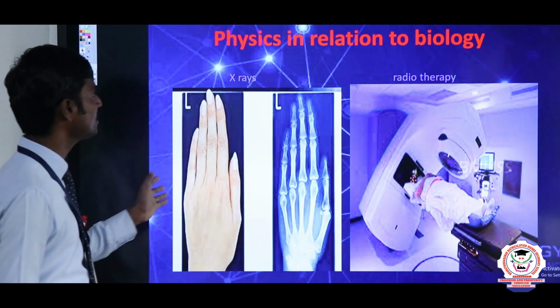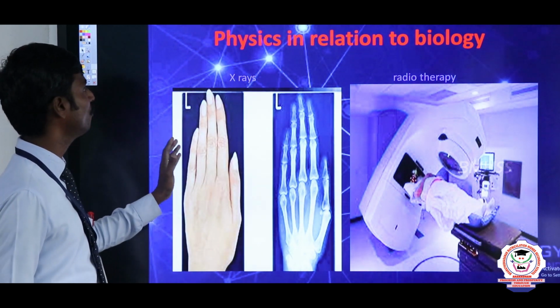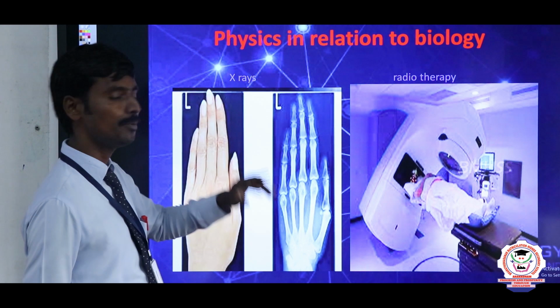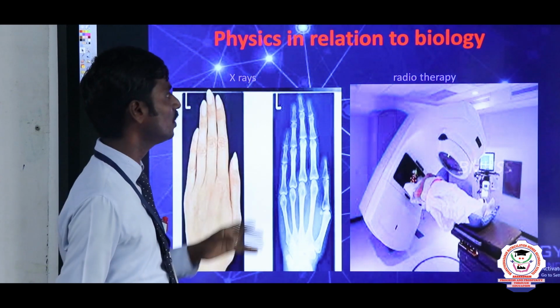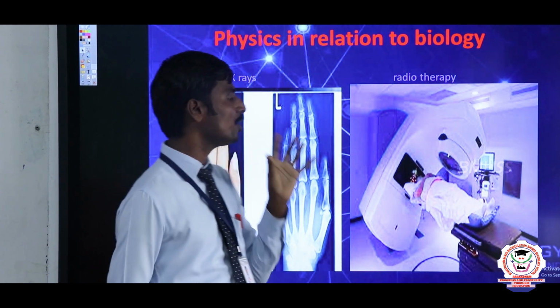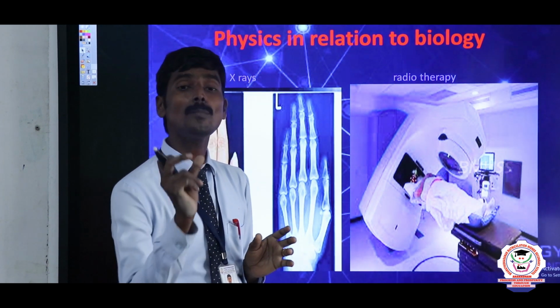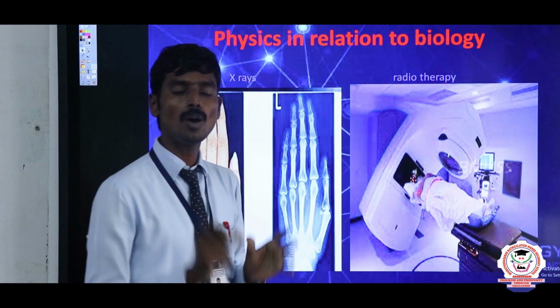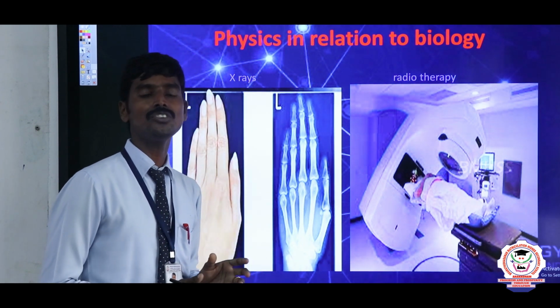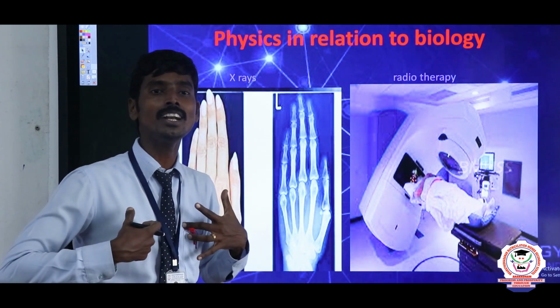See, X-rays are used for diagnostic purposes in the medical field. And also radiotherapy, that means radioisotopes like Cobalt 60. This Cobalt 60 is used for treatment of human and animal cancer.